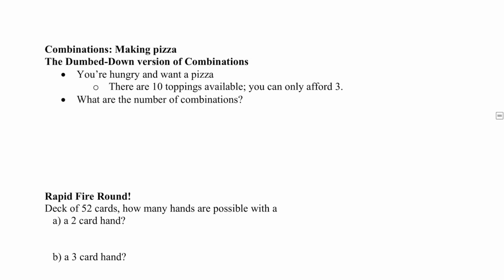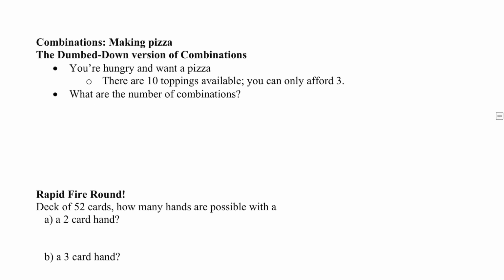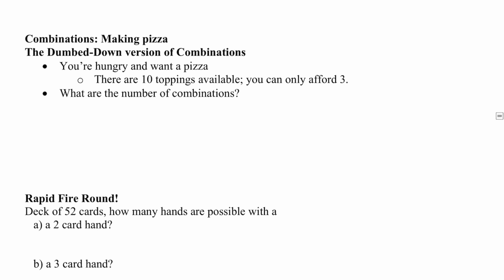Okay, combinations. Let's make this about pizza. When math doesn't make sense, we use pizza, and it works for fractions. It should work for this too. So this is a dumbed down version of combinations. You're hungry and you want a pizza. There are 10 toppings available, but you can only afford 3. What are the number of combinations?